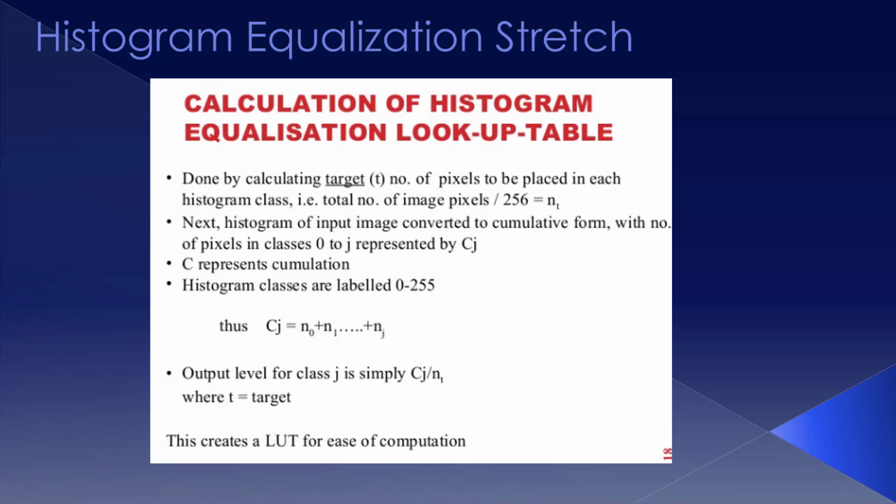And you can see the equation here. C sub j is n0 plus n1, etc., all the way up to nj for the total number of pixels. The output level for class j is simply c sub j over n, or the number of pixels in the target. This creates a lookup table for ease of computation.